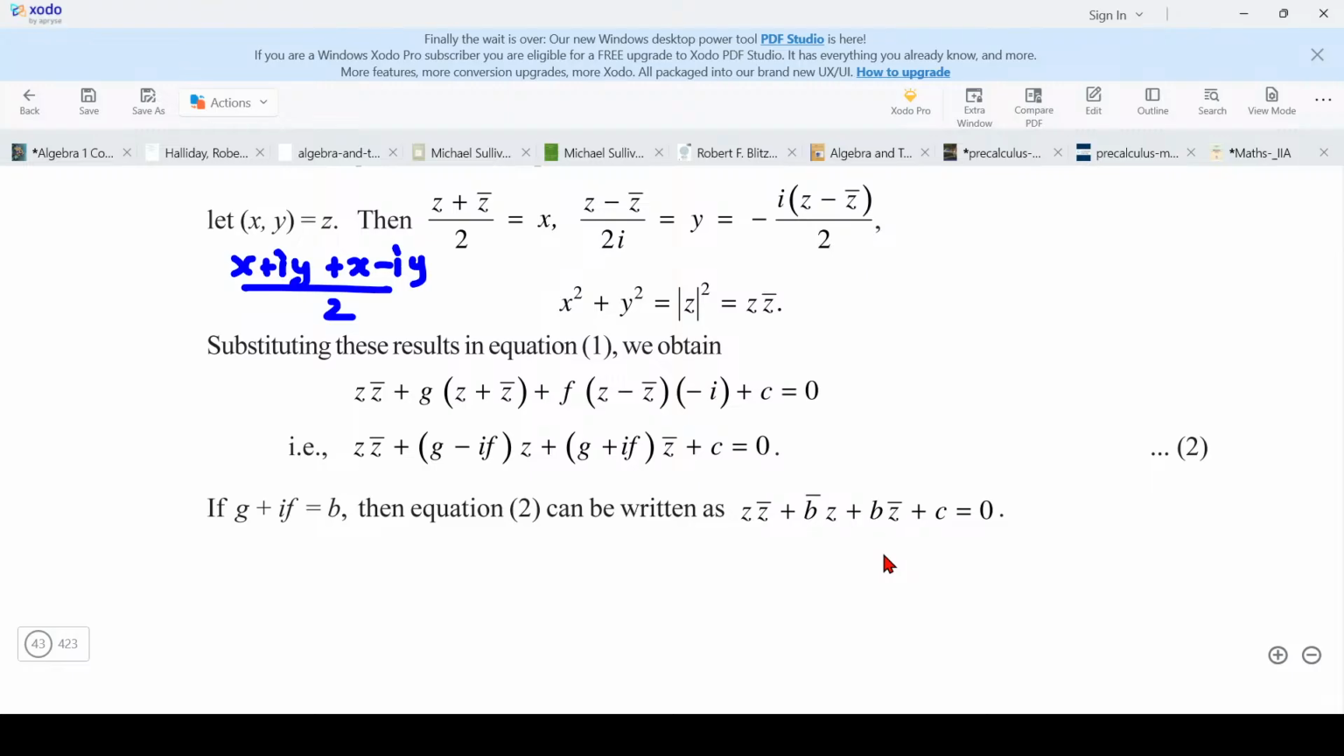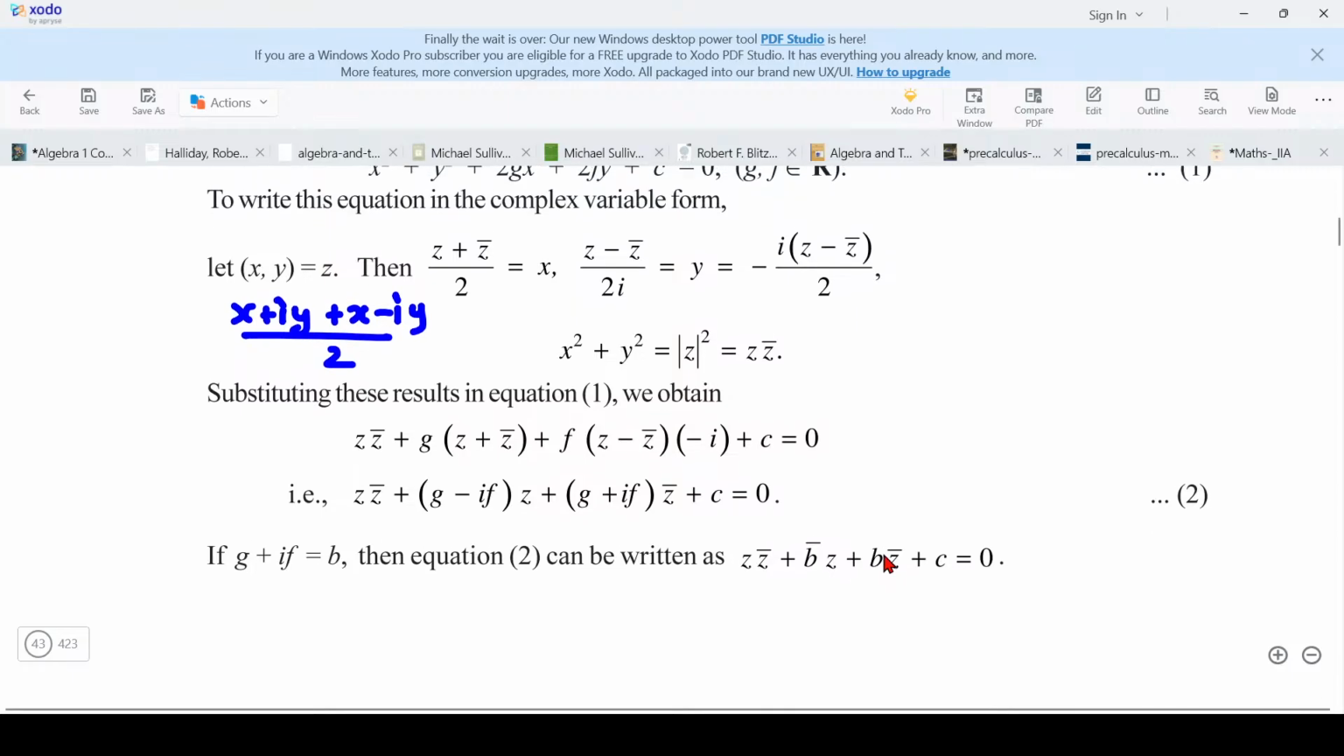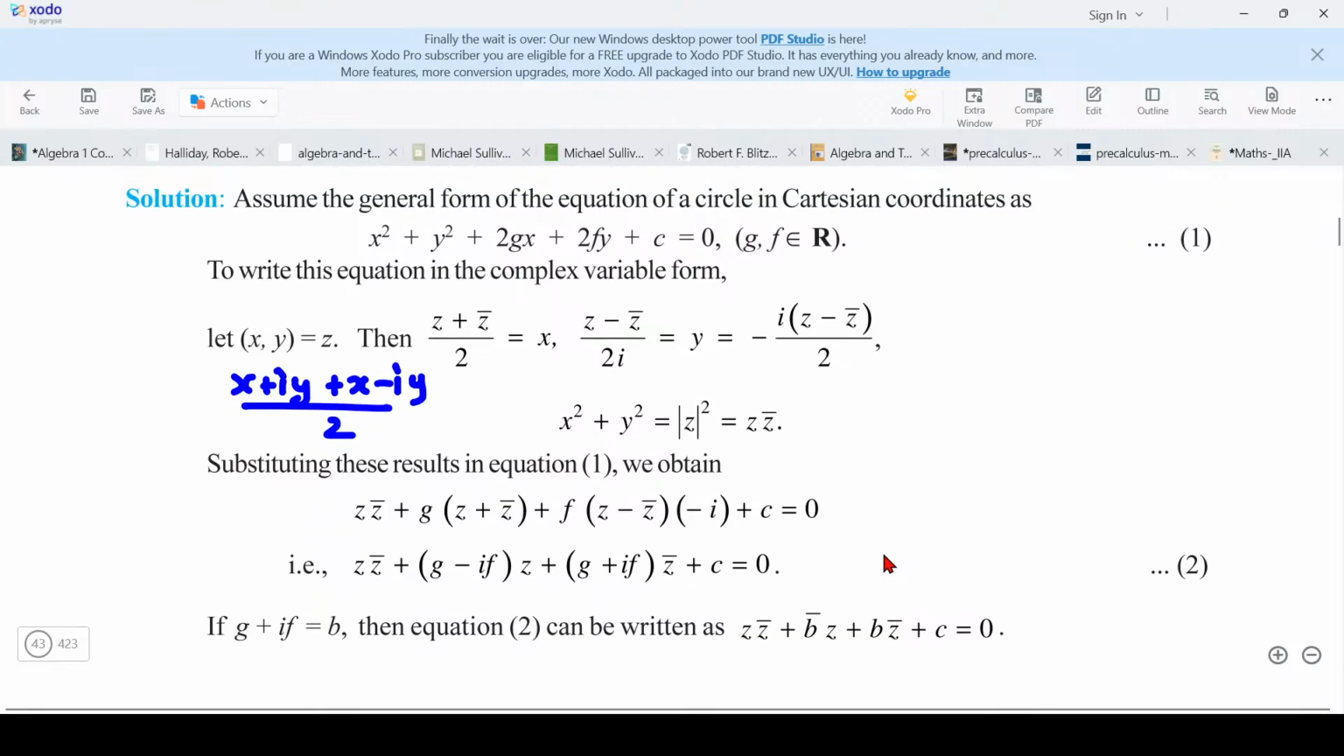This part is clear? Sir, a little bit tough. Sir, can you explain the starting section once again, sir?